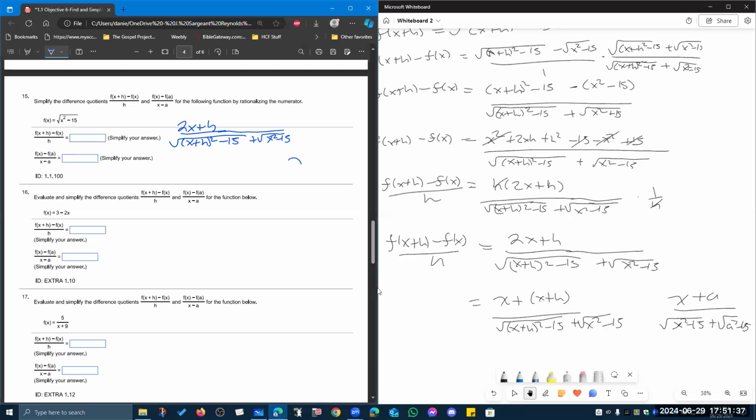I think we're going to get x plus a over root x squared, sorry, that's minus 15. Yeah, I said minus 15, didn't I? Minus 15 plus root a squared minus 15. Minus signs down here. Yep. Okay, let's see if that's what we get when we do our second part.